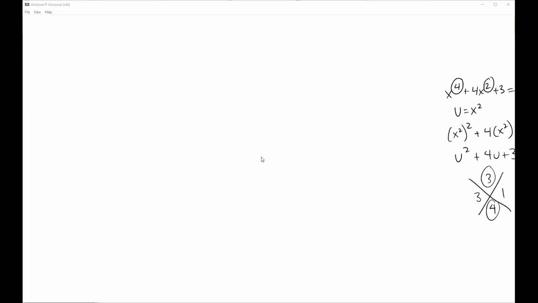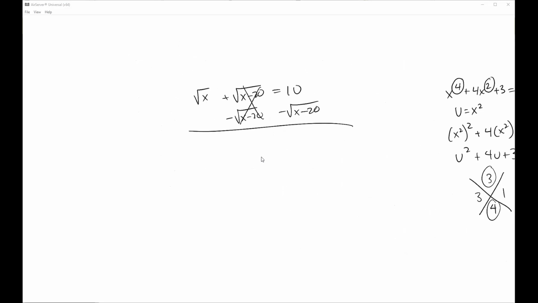Number 3, we have radical x plus radical x minus 20 is equal to 10. We subtract radical x minus 20 from both sides. Remember, we want to isolate a radical. So it becomes radical x is equal to 10 minus radical x minus 20.